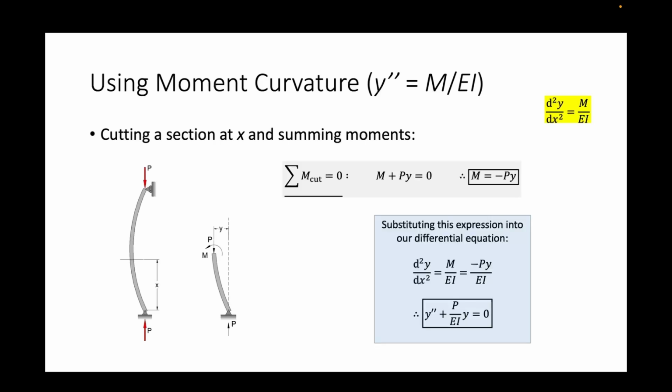So if I substitute that into our differential equation, the second derivative of deflection is M over EI, but instead of M, I put in negative Py, and I end up with this differential equation. I'm getting that the second derivative plus some term times y equals 0. So this is a second order differential equation, and we're going to treat it as a second order linear differential equation because we're going to treat this term as a constant when we solve it.